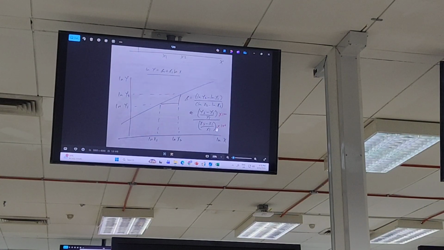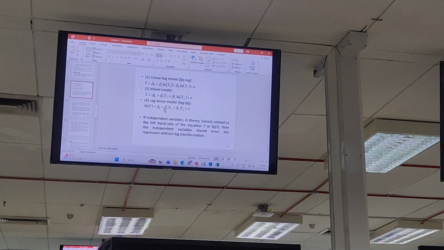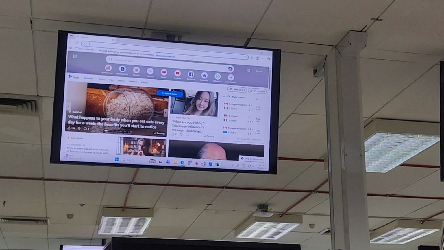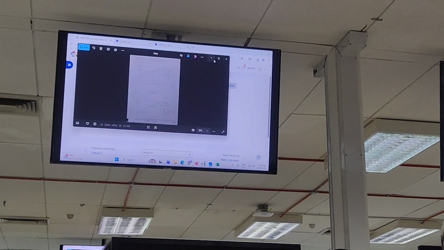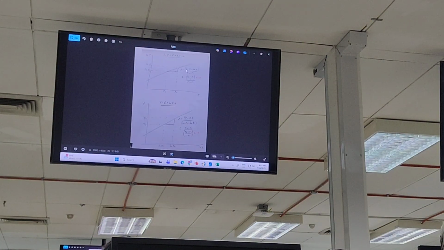Okay, but for this one, the log linear, you have another, this one second. So this one is log linear.